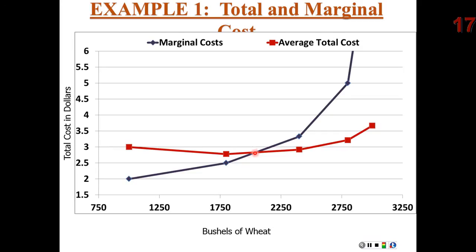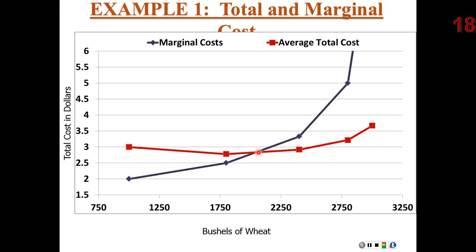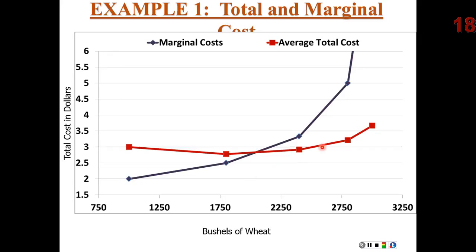After this point, where average total cost equals marginal cost, marginal cost for all these other ranges of output is greater than average total cost. It's above it. When marginal cost is greater than average total cost, what's happening to average total cost? It looks like it's increasing. So let's walk through this again. To the left of this point where they're equal, average total cost is declining, and from this point over here, average total cost is increasing.